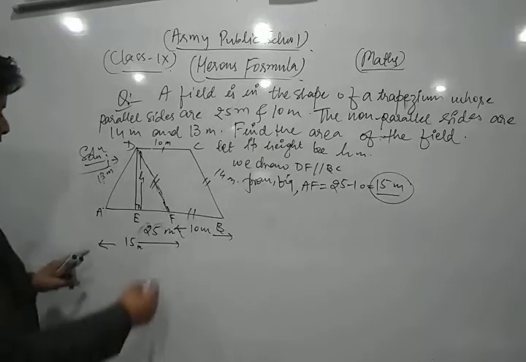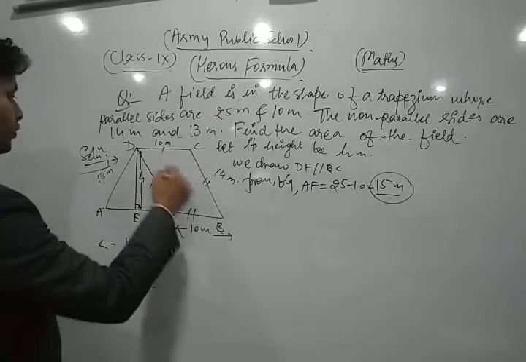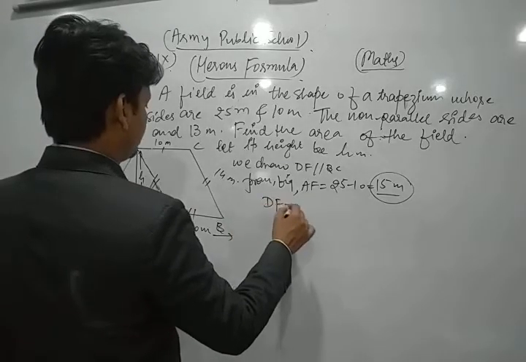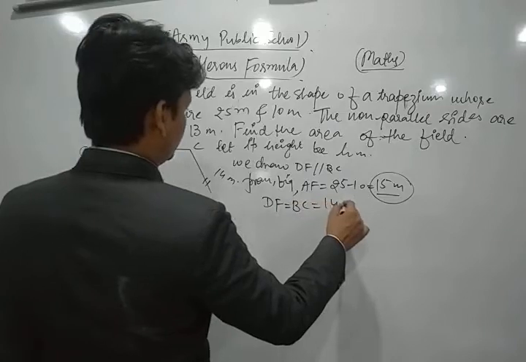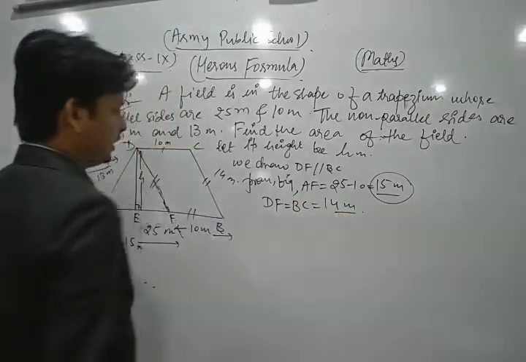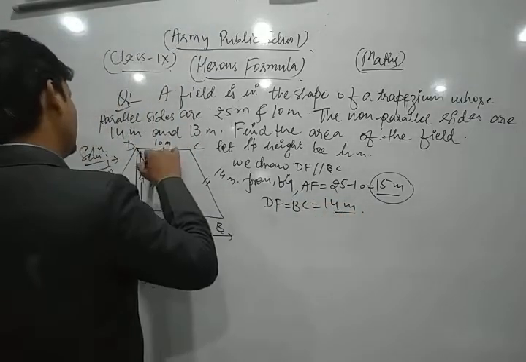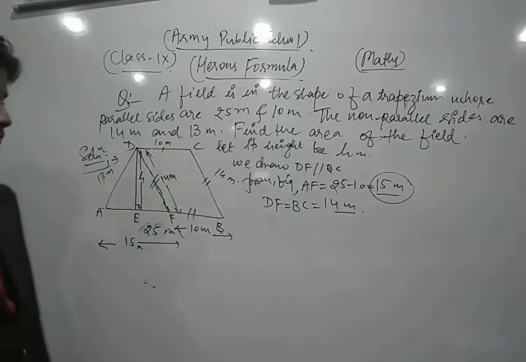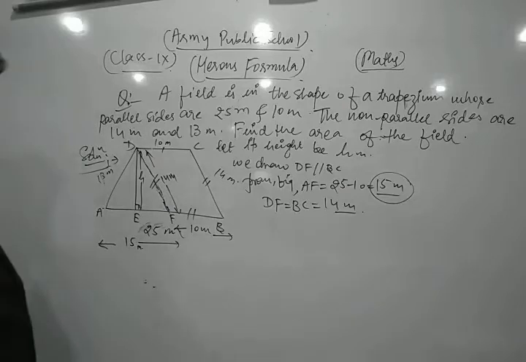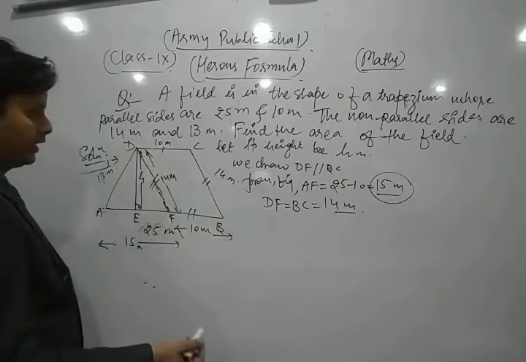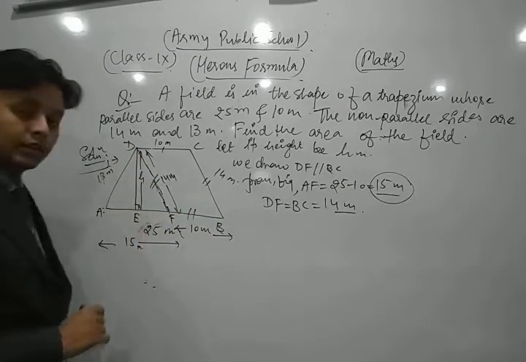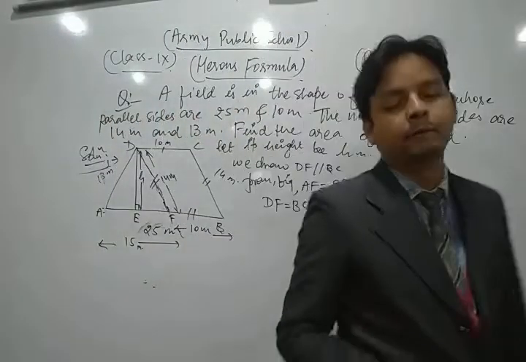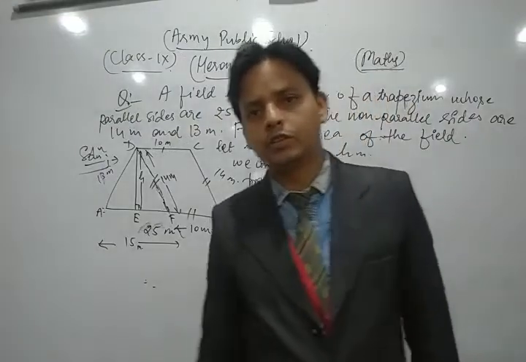Okay, this is 15 meter, and this is 14. So here DF is equal to BC is equal to 14 meter. So this one is also equal to 14 meter. In this way, ADF is a triangle in which all of its three sides are given. We have all of its three sides, so we apply Heron's formula for finding the area of this triangle.